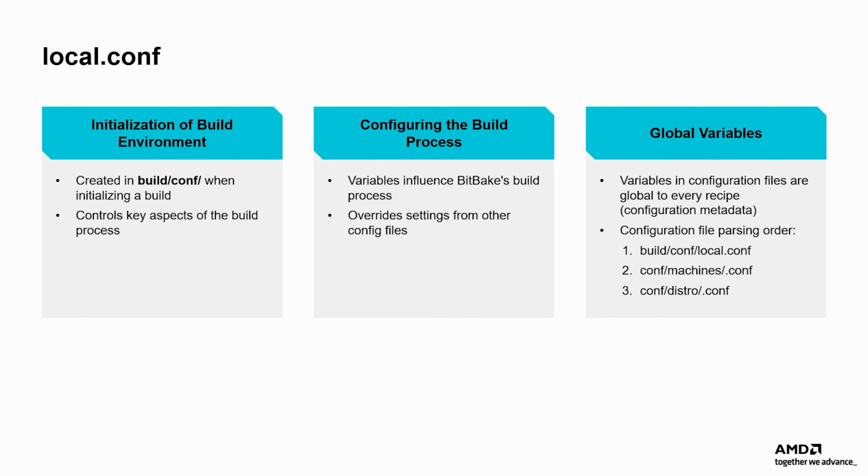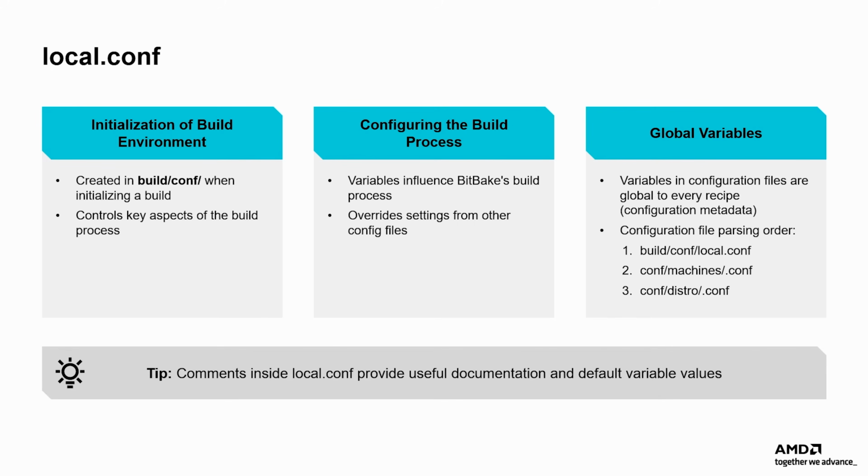Configuration file variables apply globally to every recipe and are collectively referred to as configuration metadata. The main configuration files are processed in the following order: build/conf/local.conf, conf/machine/<machine>.conf, conf/distro/<distro>.conf. Within local.conf, comments provide helpful documentation, offering insights into available variables and their default values.